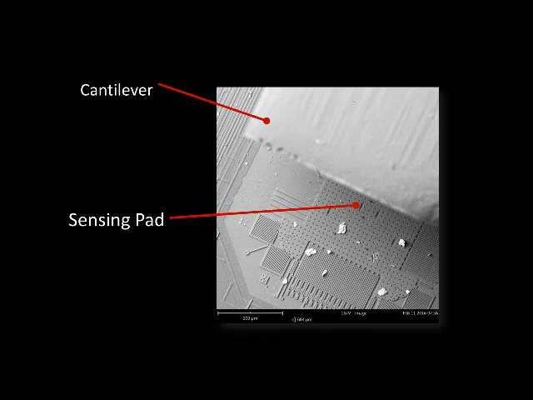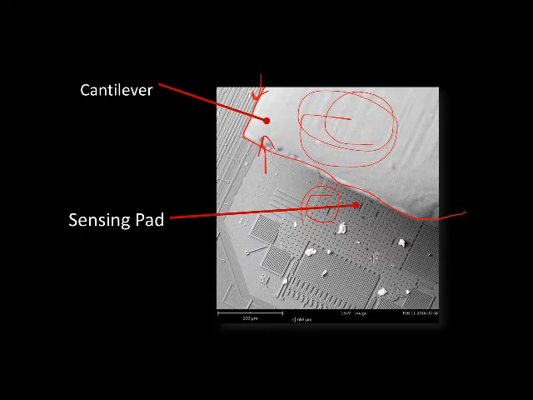So here's an example of a real cantilever device. This is a scanning electron microscope image, the end of a cantilever right here. It's made out of aluminum, it comes in here, and then it continues on, and it's fixed on one end. This end over here is free to move, above the sensing pad underneath it. So this can move up and down.